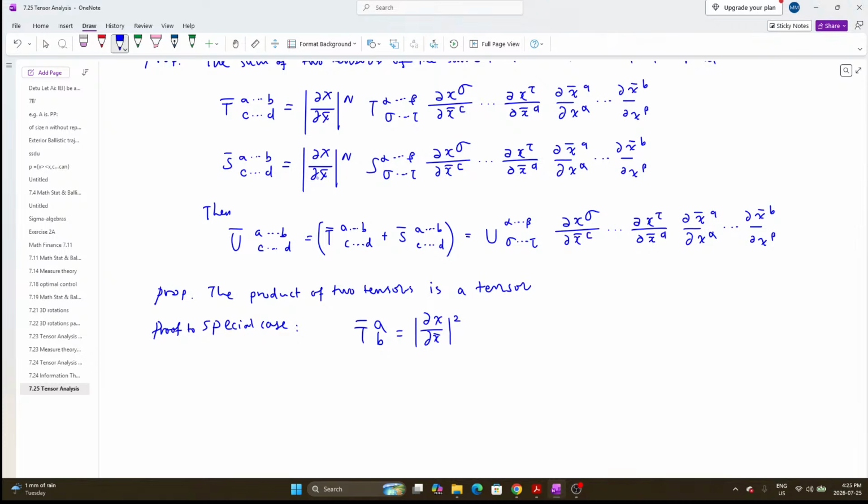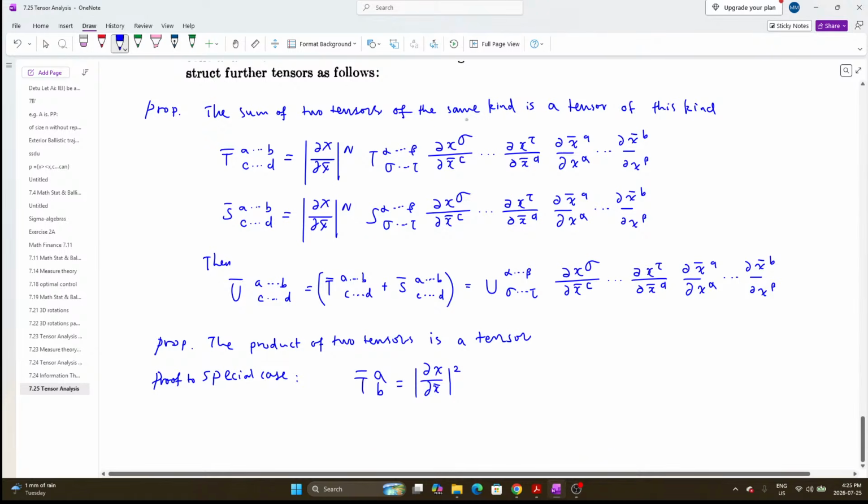Sorry guys. Just to be clear, okay? The product of two tensors is a tensor. It doesn't have to be the same kind. Doesn't have to be.